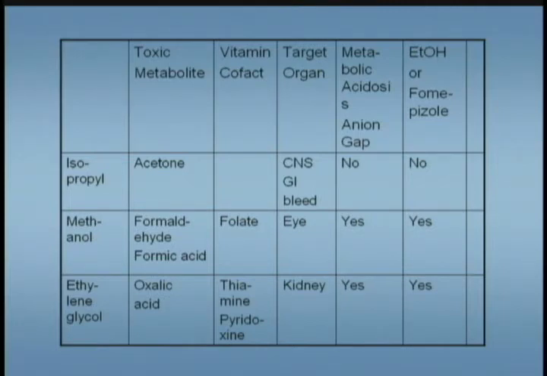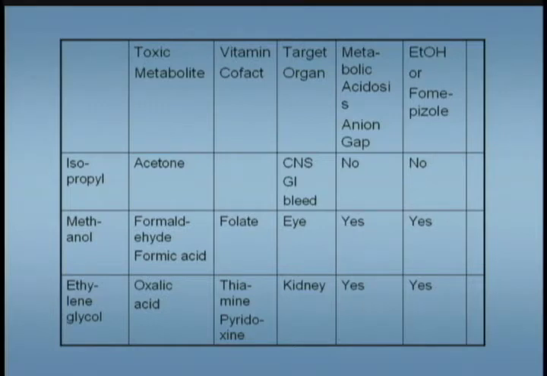Ethylene glycol is broken down into oxalic acid. The target organ is the kidney and it causes kidney failure. Okay. This also causes metabolic acidosis. And again, we're going to prevent the formation of the acid by the use of alcohol or fomepizole.